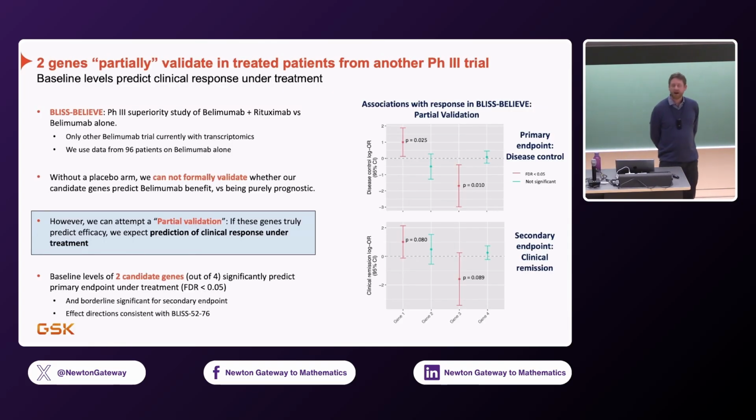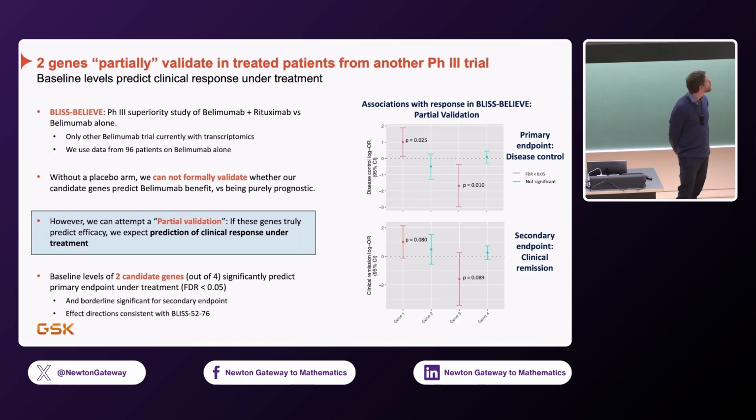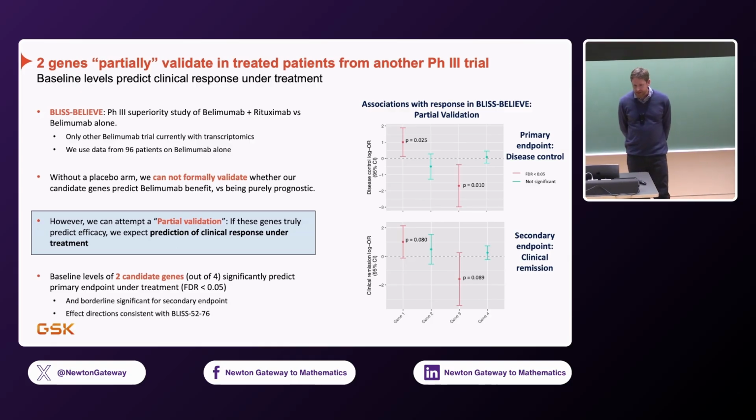We don't have transcriptomics in another randomized trial at the moment of this drug. We do have it from this BLISS-BELIEVE study, which was a superiority study against a combination with a competitive treatment. So we attempted a partial validation. If these genes are predictive of efficacy, you might expect them to be predictive of response under treatment. And of the 4 candidate genes, 2 of them were significantly predictive of response in this other trial. So I'm going to whiz through a bit to allow maybe a little bit of time for questions.